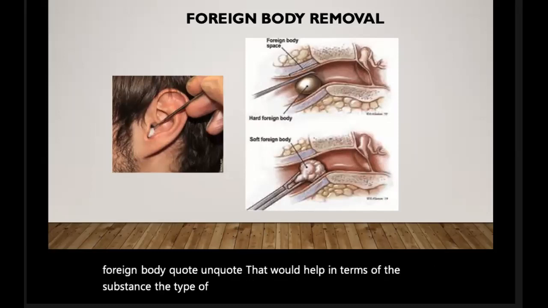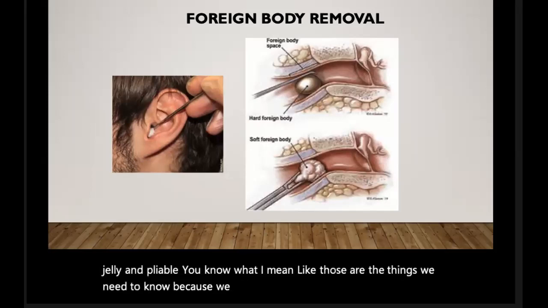Is it plastic? Is it something that's jelly and pliable? You know what I mean? Those are the things we need to know because we have to get it out. So we have to figure out a way.